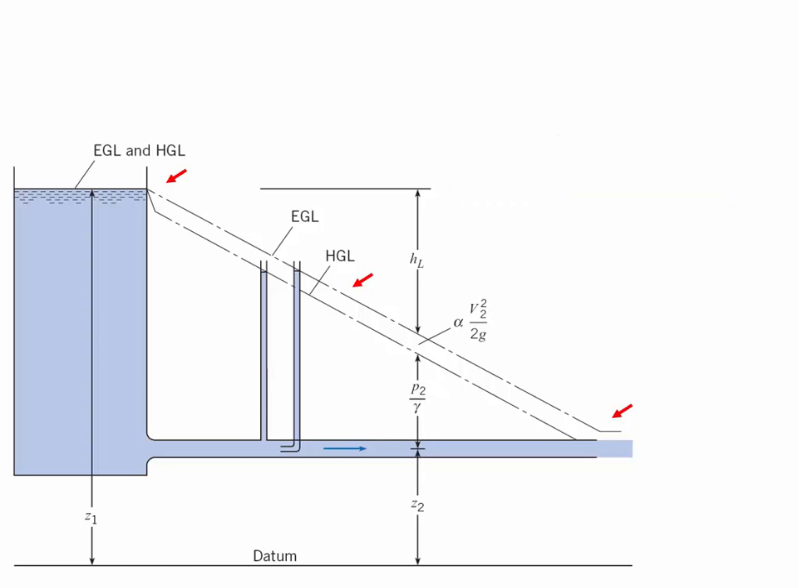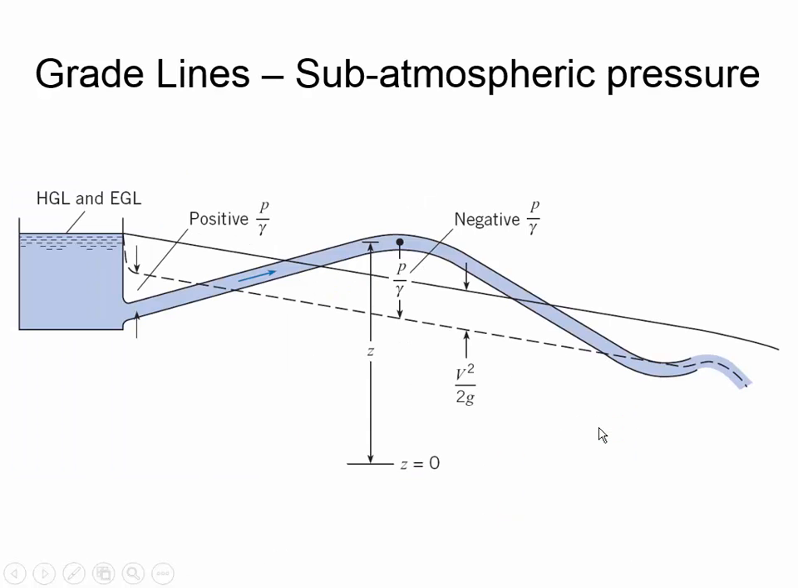The next characteristic that you should illustrate here is that the EGL is above the HGL, and the distance between them is a function of the velocity head. And then finally, this red arrow is just illustrating that the water, as it exits the orifice, still has some energy because of the velocity head, and so the EGL is above the water surface.